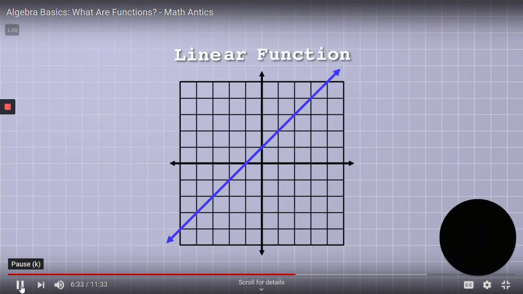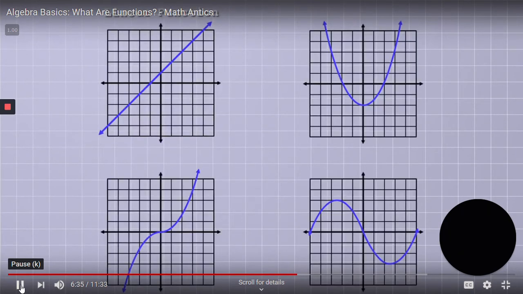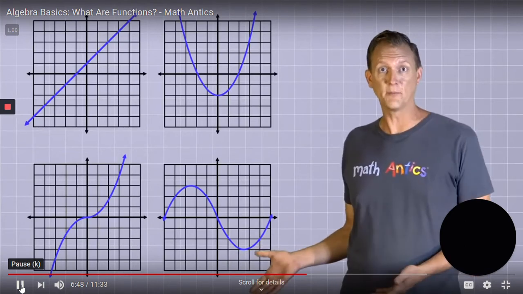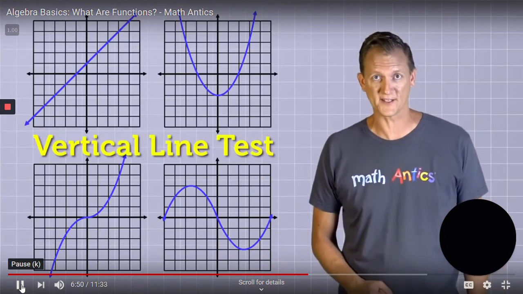In algebra, there are lots of different kinds of functions that have interesting graphs. Quadratic functions, cubic functions, trig functions, and many more. These graphs may look like just a bunch of squiggly lines, but they're all functions. And we can tell they're functions just by looking at their graphs because they all pass the vertical line test.